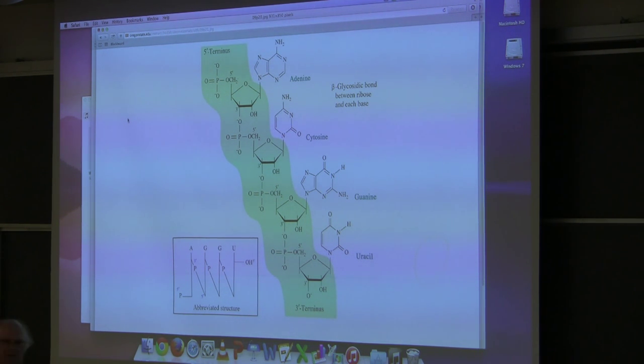This organization of the bases on the inside allows the bases from one chain to interact with the bases of another chain. And that's what you think of as the pairing of the bases, A to T, G to C. The pairing is held together by hydrogen bonds. There's our friends again. Hydrogen bonds attract the bases to each other.